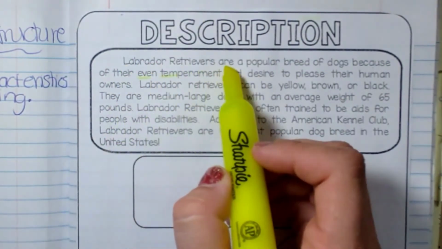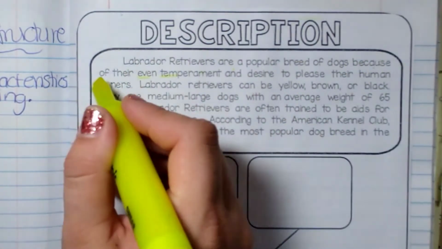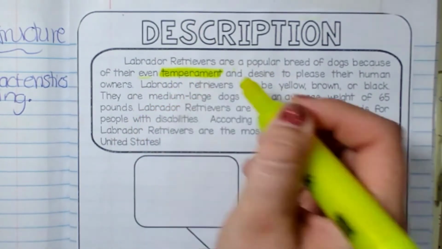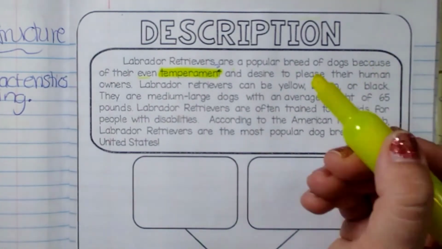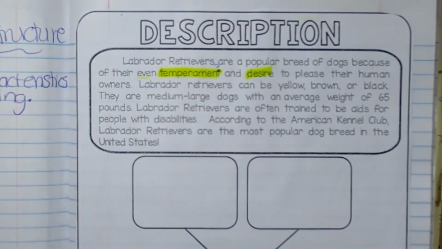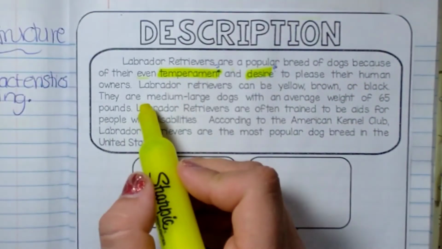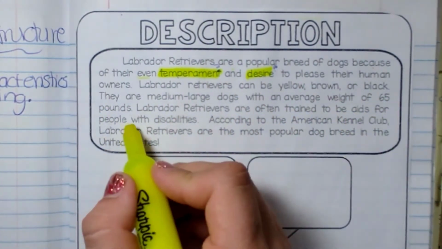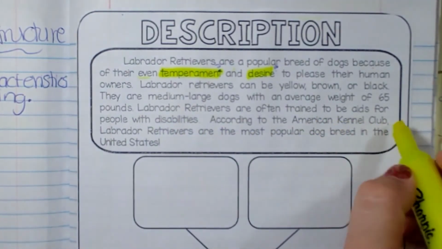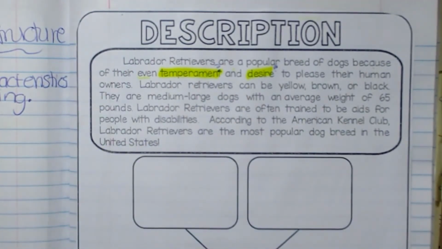Description. Labrador Retrievers are a popular breed of dogs because of their even temperament. So I'm going to highlight that because that's a new word to me. And desire, that one too, to please their human owners. Labrador Retrievers can be yellow, brown, or black. They are medium-large dogs with an average weight of 65 pounds. Labrador Retrievers are often trained to be aids for people with disabilities. According to the American Kennel Club, Labrador Retrievers are the most popular dog breed in the United States.